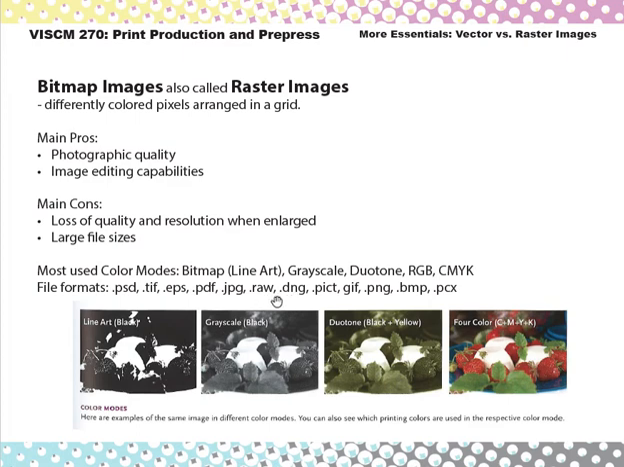So RAW is a camera file for when you shoot with a high quality digital camera, you get raw image data. DNG is digital negative. So for a camera it's like a digital negative. It's high quality data from the camera, and then you save it into Photoshop and you can manipulate it from there.